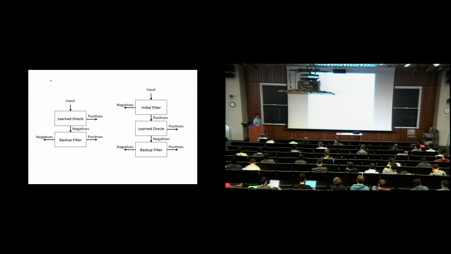If you think about it, the Bloom filter at the top and the Bloom filter at the bottom have different purposes. The Bloom filter at the top is to try and throw out as much stuff as possible at the beginning so you don't have to deal with it. The Bloom filter at the bottom is just trying to catch the false negatives that somehow got through the oracle and make sure that they don't actually become false negatives.